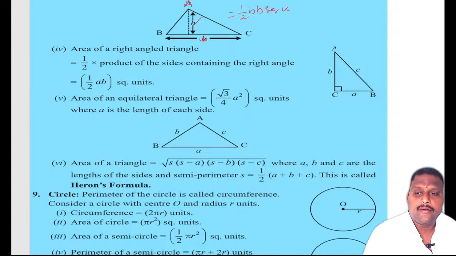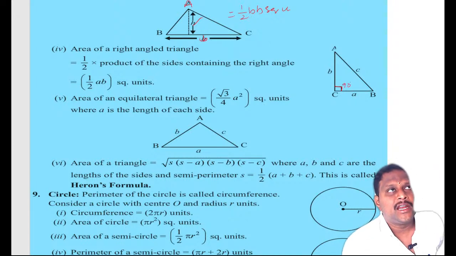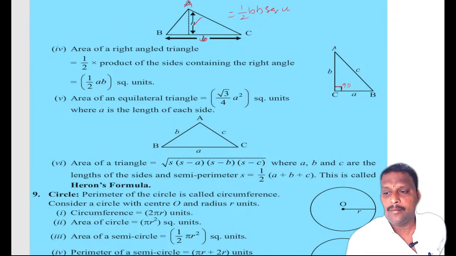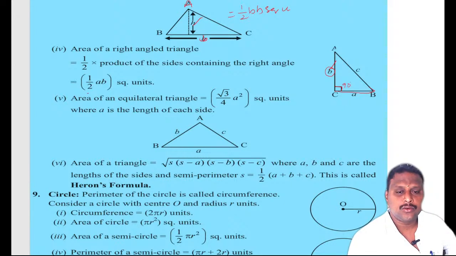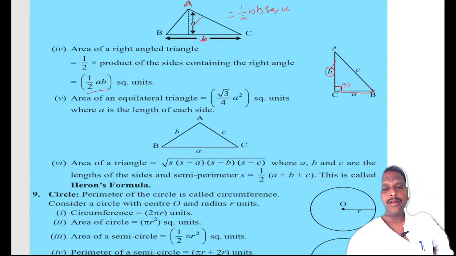Then area of a right angle triangle. What does right angle triangle mean? One angle is 90 degrees, means one side is perpendicular to another side. If it is perpendicular, that side will become the height. Therefore, base is one side, height is another side. Therefore, the area of a right angle triangle is equal to half into AB square units.